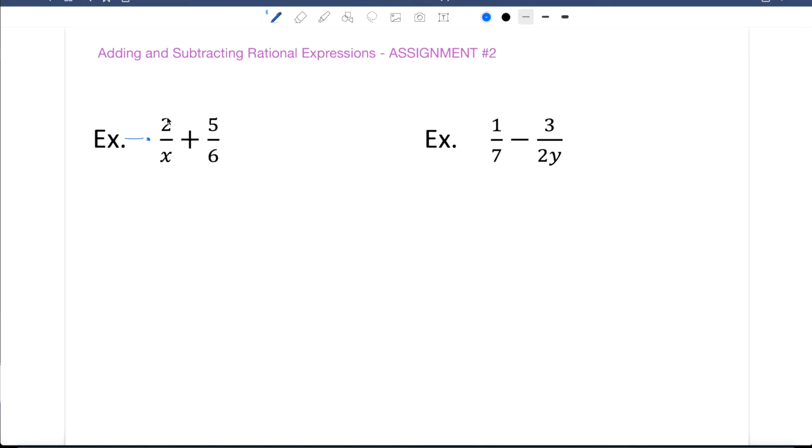So I'm going to multiply 2 over x by this denominator here. Make sure you multiply top and bottom. And I'm going to multiply 5 over 6 by this denominator. Again, multiply top and bottom. And then you just multiply. 6 times 2 is 12. 6 times x is 6x. 5 times x is 5x. 6 times x is 6x. The problem wants us to add.